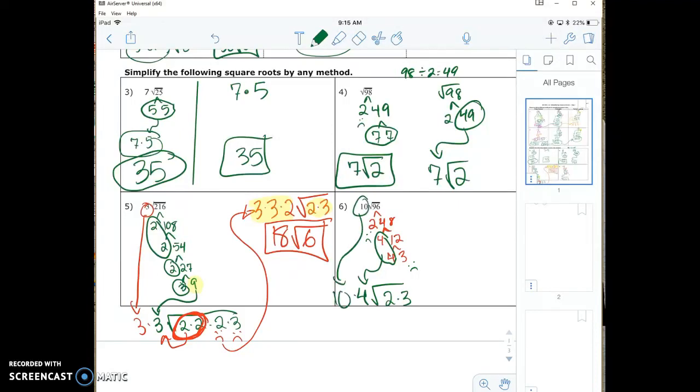And don't forget to carry down the 10 that was in front. 10 times 4 is 40. Inside the radical, 2 times 3 gives me 6. My final answer is 40 root 6.